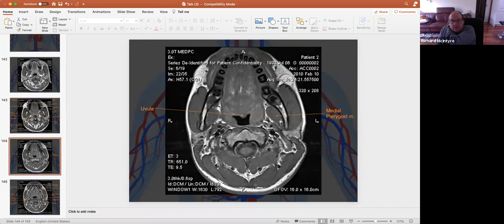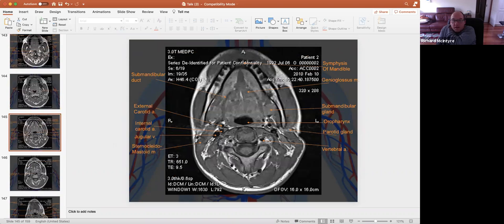Coming down, medial pterygoid muscle and the uvula we've seen on the sagittal scan. So again, compare the axial, compare the sagittal. If you know it on one, you can work it out on the other. Submandibular duct. Of course we're above the mandible, so the body of the gland is submandibular, but we still get the duct, because the duct obviously has to make it into the oral cavity. Symphysis of the mandible. Symphysis is really just a joining, usually in the midline.